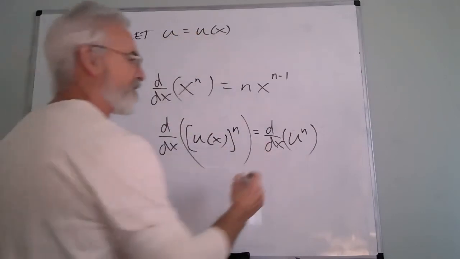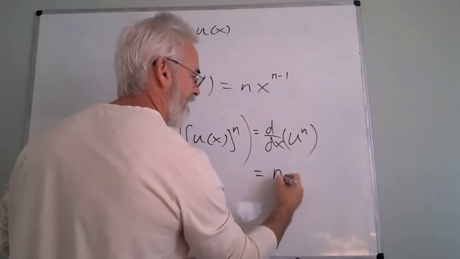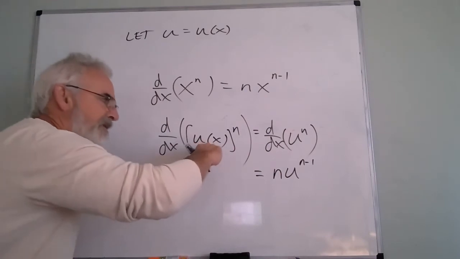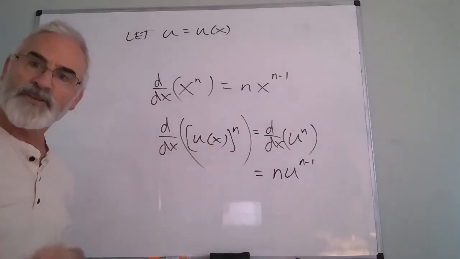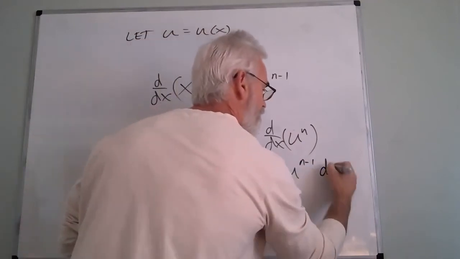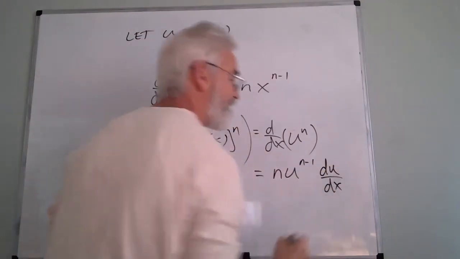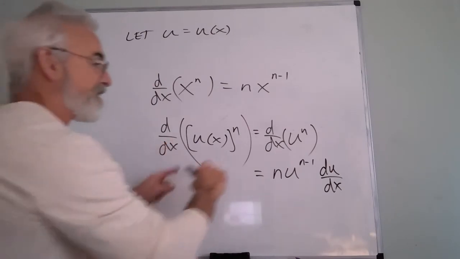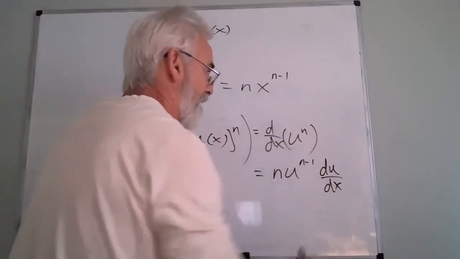So now what's the answer to this question? Well, it's n u to the n minus 1. But this is a function of x, it's not an x. So the chain rule factor would be the derivative of this guy, which we usually write du dx, or you could say u prime of x. Both would be correct notations. This is the formal notation that we use mathematically.